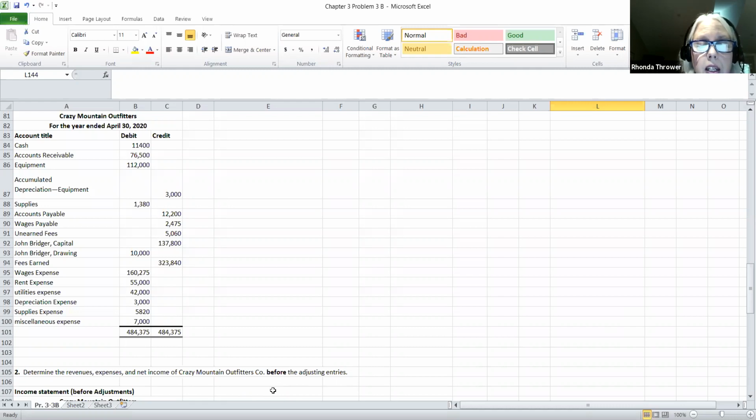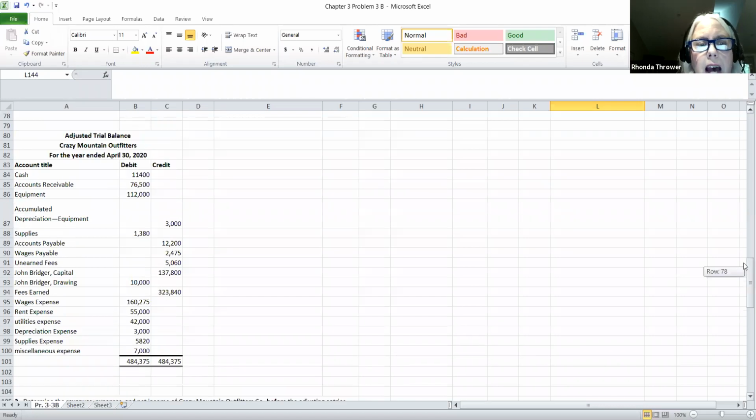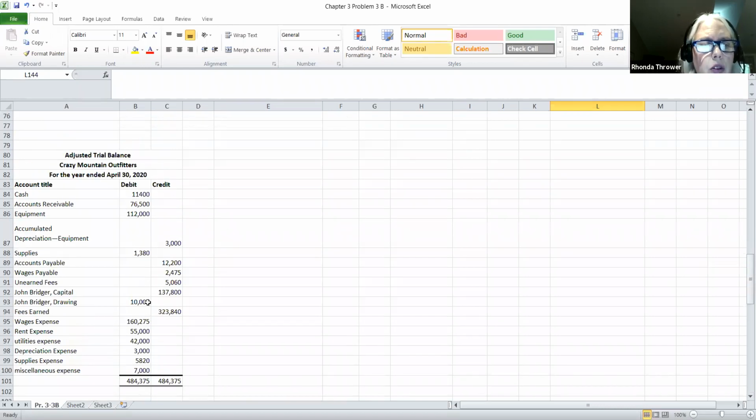So technically, you should always prepare an income statement after you have prepared adjusting entries. Now, something that I did that they didn't ask you to do was to prepare an adjusted trial balance, because in this chapter, you're going to need to know how to prepare an adjusted trial balance.